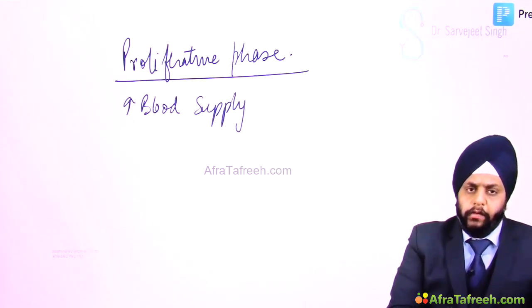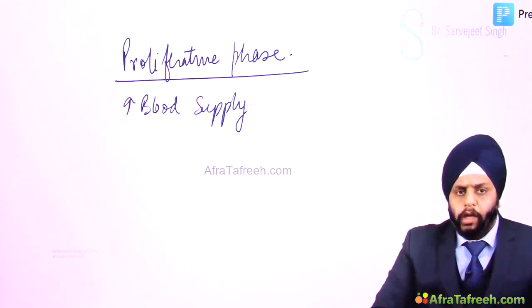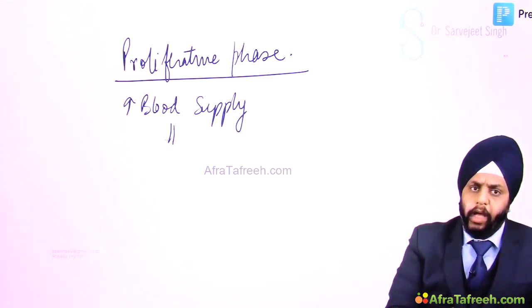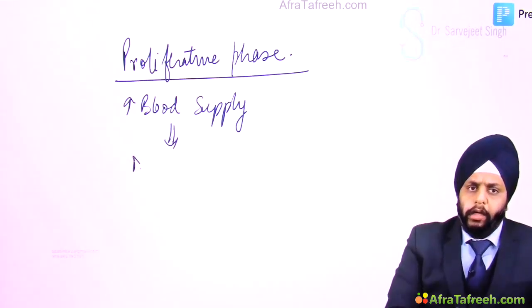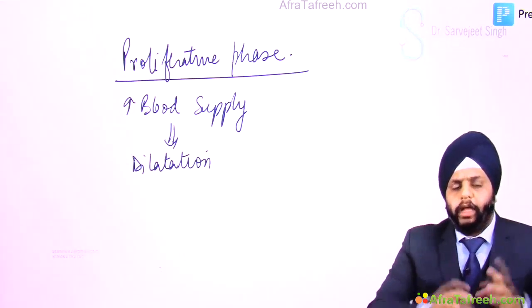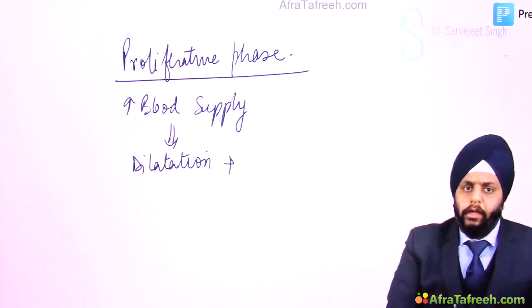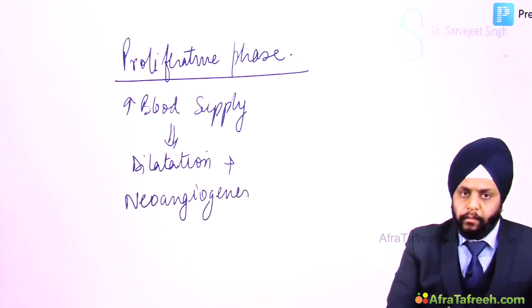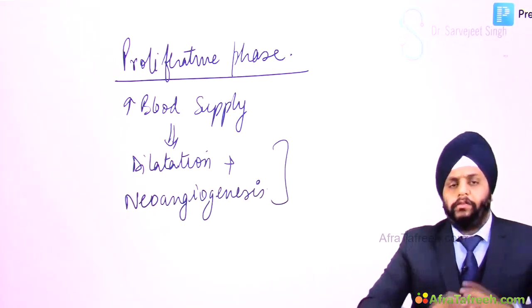Okay, it increases blood supply of the uterine mucosa. How does it increase the blood supply? By causing dilatation of the existing blood vessels. Okay, so it dilates them. Anything else? It causes new angiogenesis. So new blood vessel formation, right? And this leads to proliferation.